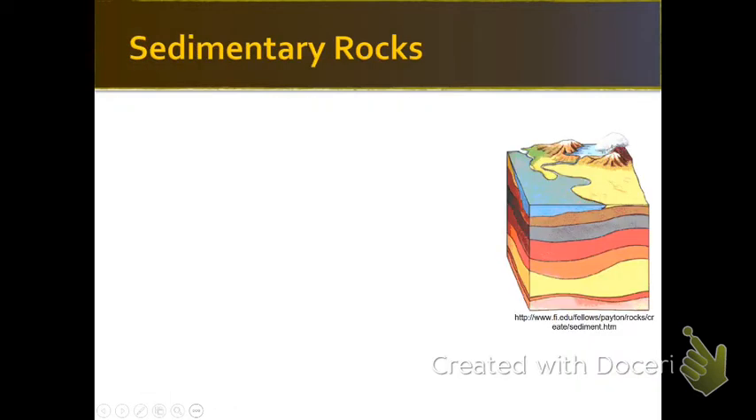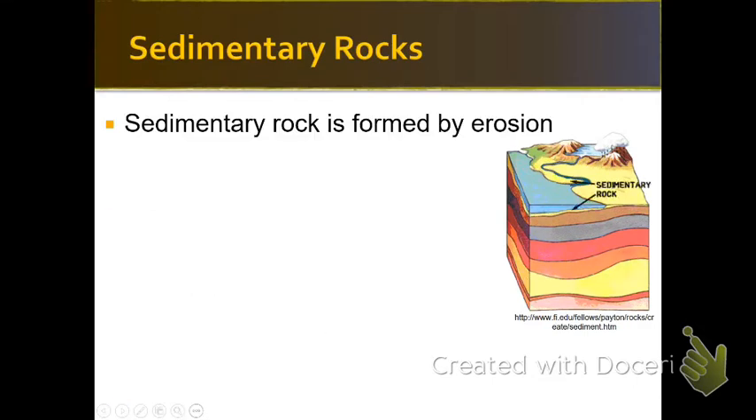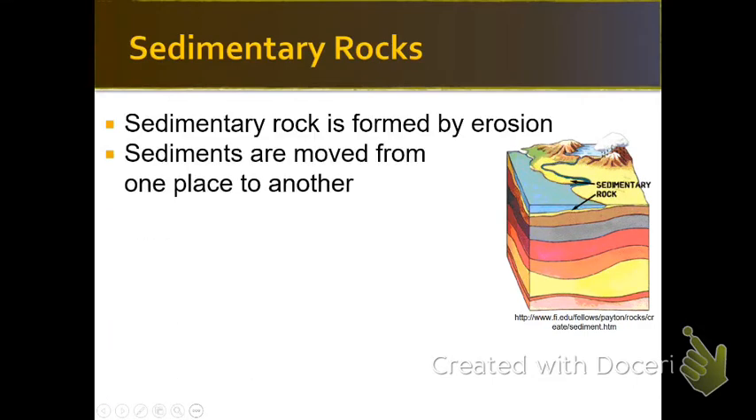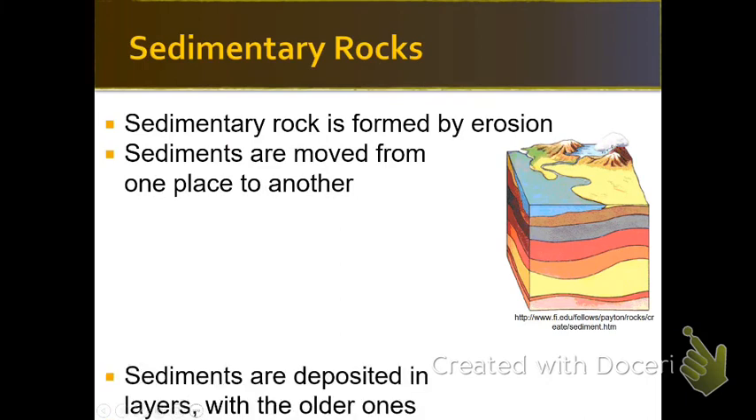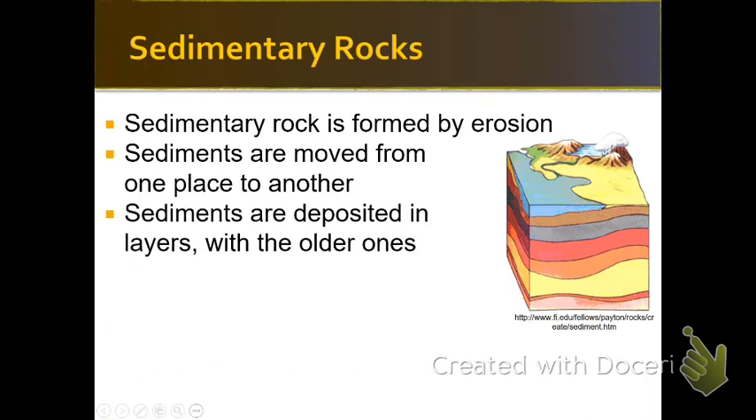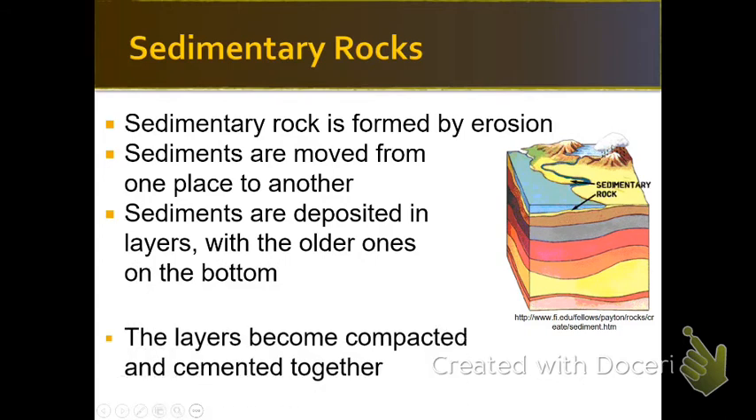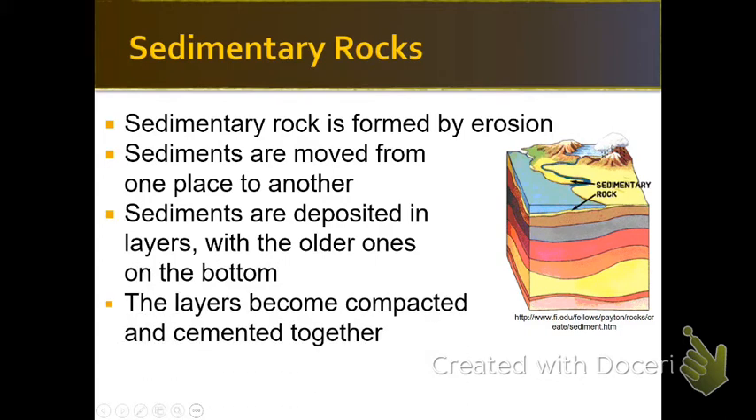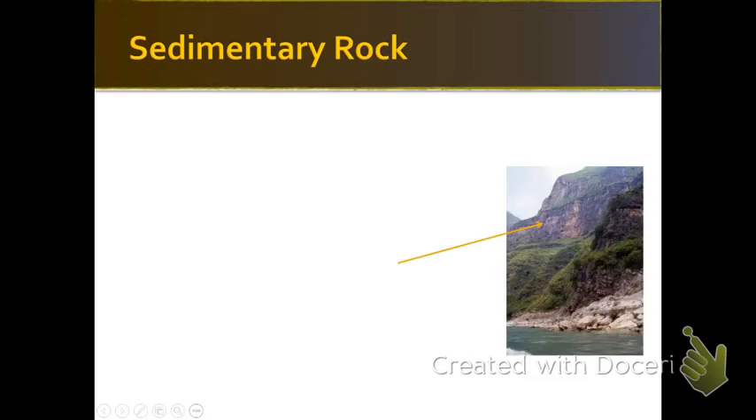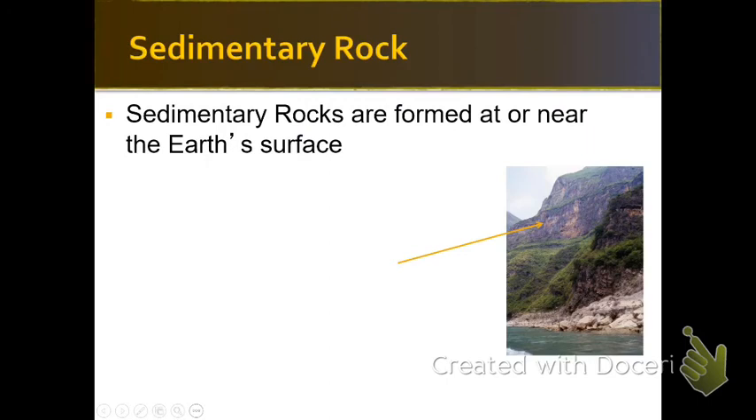All right, sedimentary rock, the other one of our big 3 categories. Sedimentary rocks are formed from erosion, and then the sediments move to another place, and then they're deposited in layers with the older ones on the bottom. The layers can be compacted and then cemented together. So the erosion and the weathering, and then the compacting and cementing together, that is what makes something a sedimentary rock. So sedimentary rocks are made at the Earth's surface.